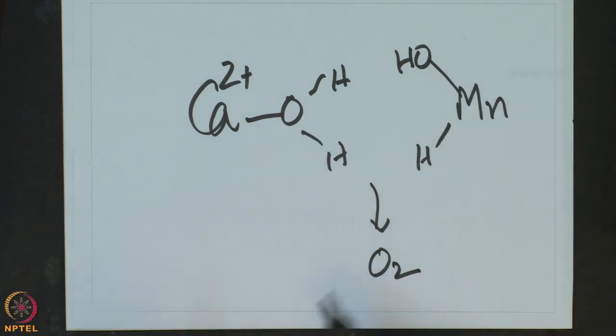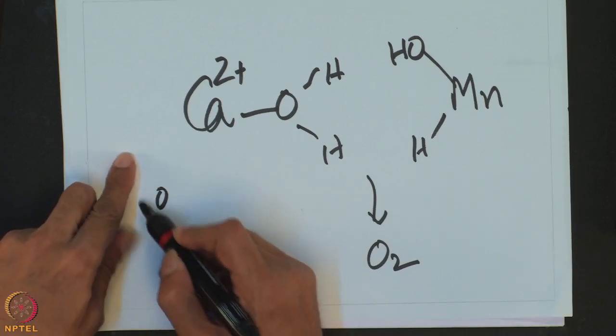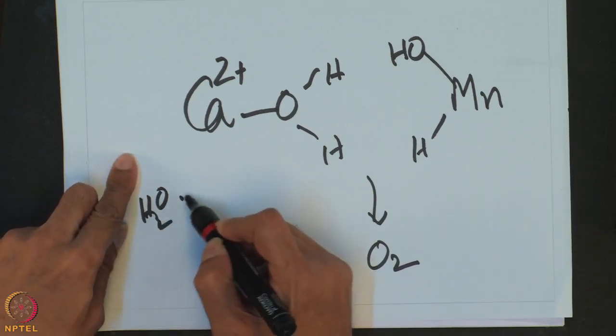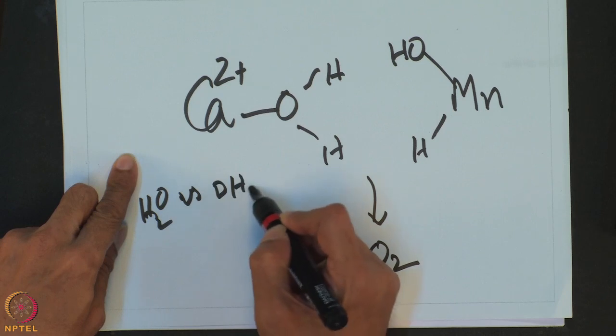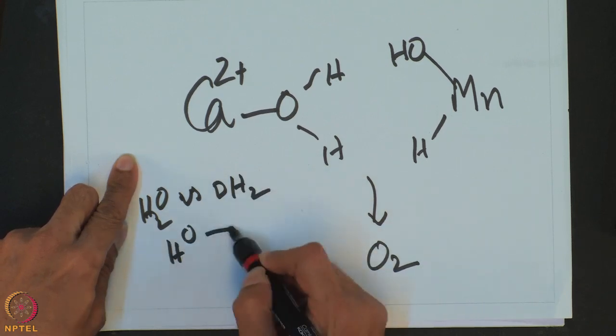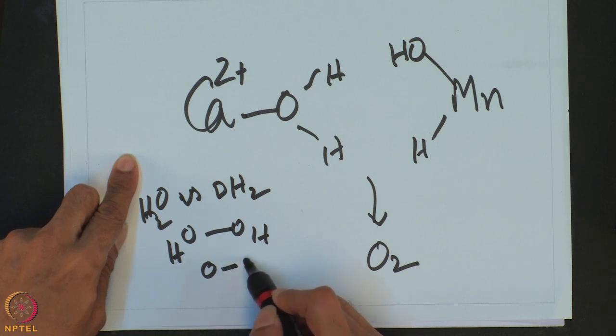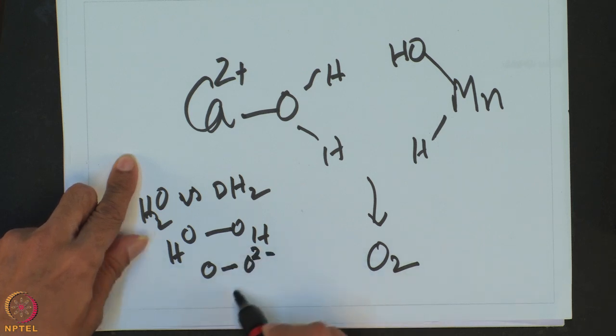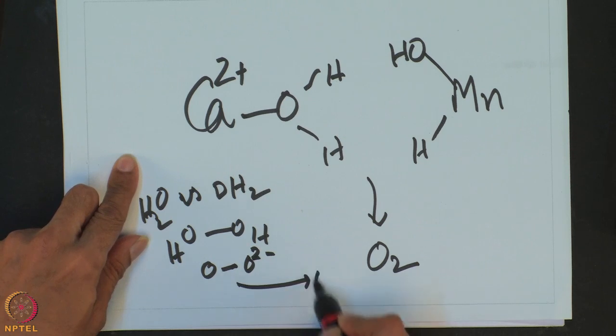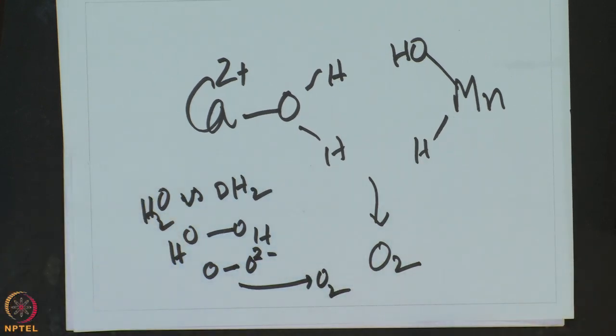So, OH2 versus OH2. This will become OH and OH, and then becomes O2 2-, and then finally becomes O2. These are the kinds of steps that you require in this kind of a thing.